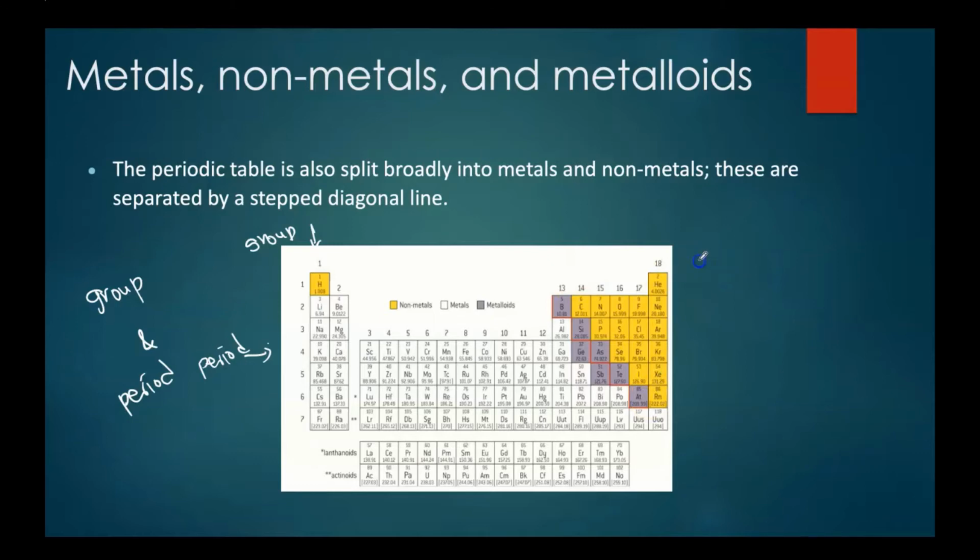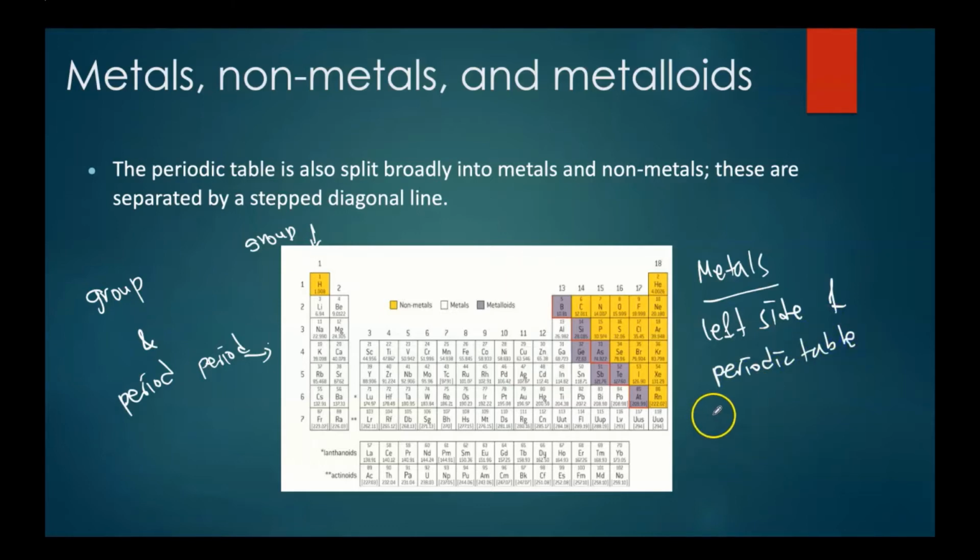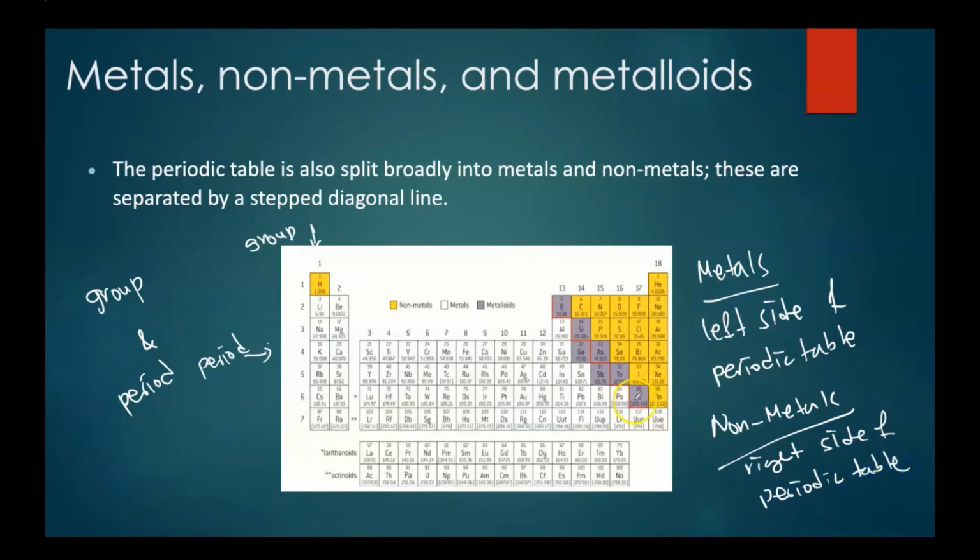So generally you can find the metals on the left hand side of the periodic table. You can find the non-metals on the right hand side of the periodic table. And you can find the metalloids along the stepped diagonal line within the periodic table.